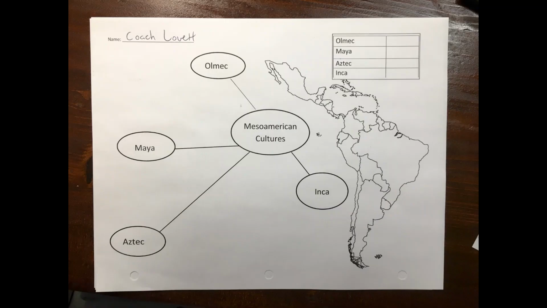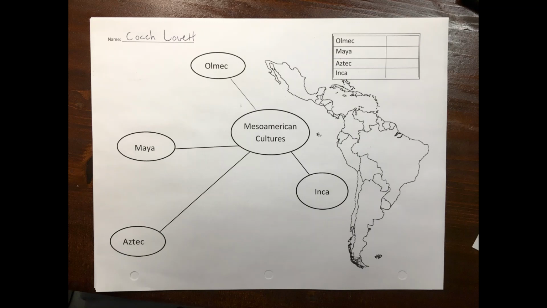Say the Mesoamerican cultures of Central and South America. I started with a graphic organizer that I made where the central topic in the middle, Mesoamerican cultures, is surrounded by the subtopics of Olmec, Maya, Aztec, and Inca. And then I've also added on the right side a map of Mexico, Central, and South America. That way I can color coordinate not only the mind map itself, but the actual map where these cultures were located.